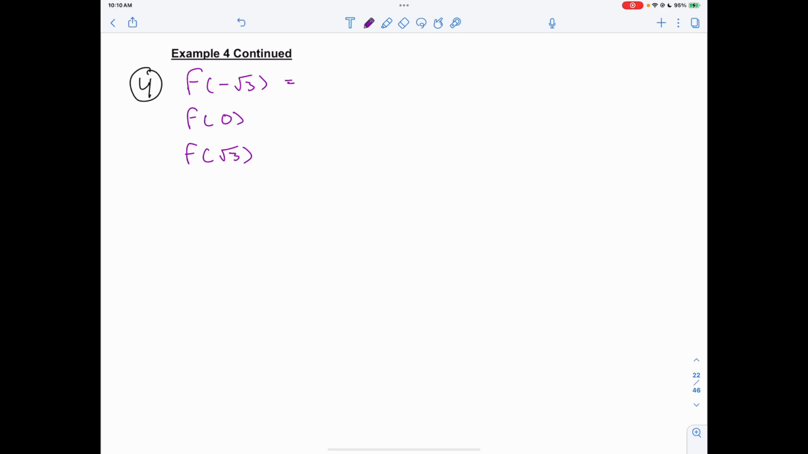So for the first one, I have negative root 3 all over negative root 3 squared plus 1, which is going to give me negative root 3 over 4. Which means I'm going to have a point of inflection at negative root 3 and negative root 3 over 4.